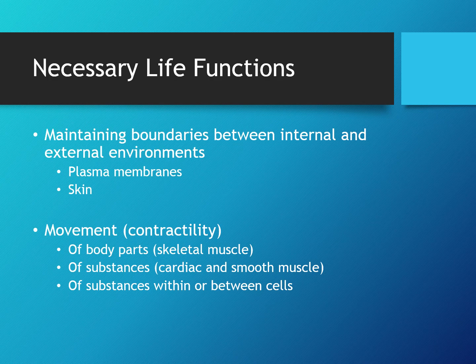A second essential function is movement. This happens through the contraction of muscles within our body. So contraction of skeletal muscle allows us to move body parts so that we can run away from danger or run towards food. Contraction of smooth and cardiac muscles allows us to move nutrients and substances like blood throughout our body to our various tissues, which helps us stay alive. And movement of substances within or between cells is also important and essential for life.